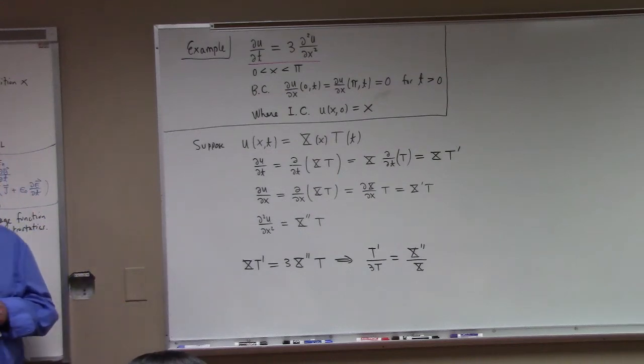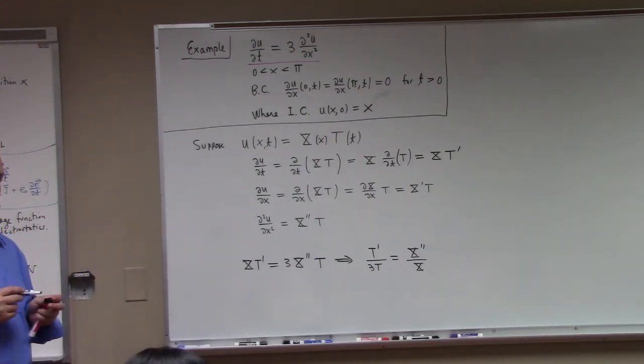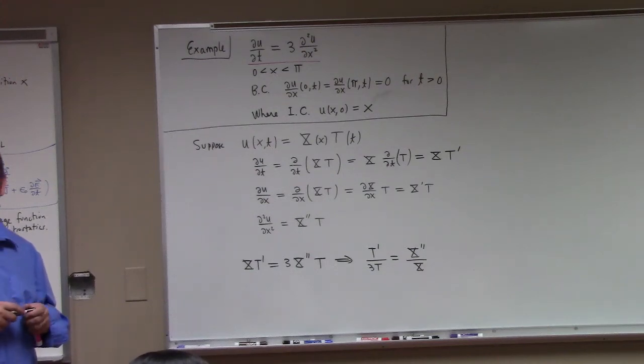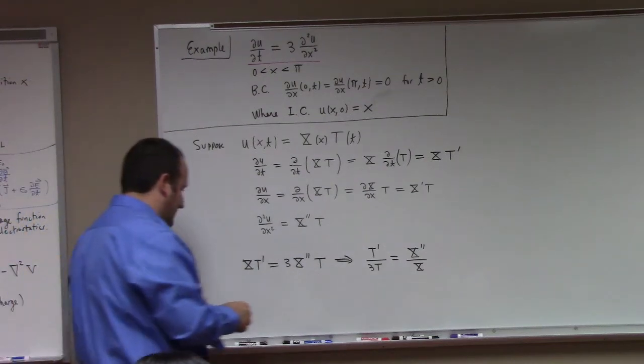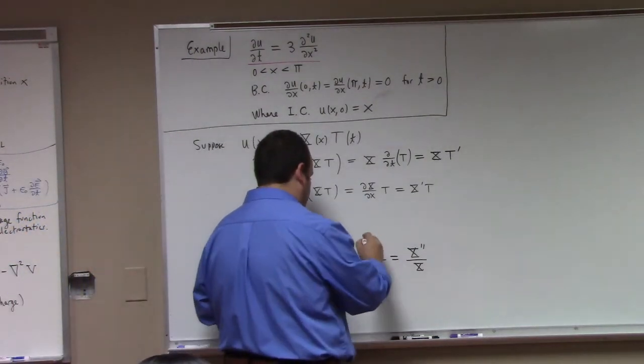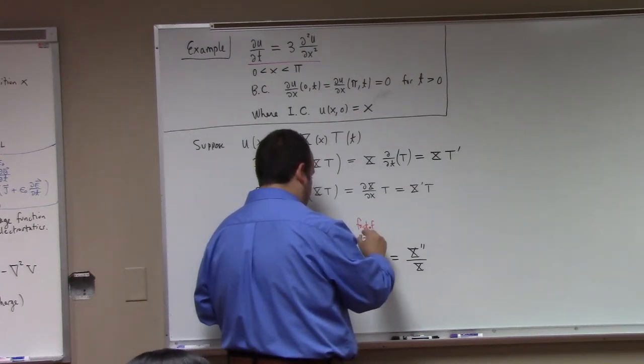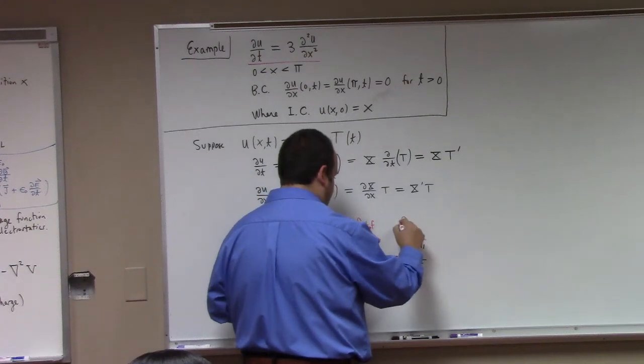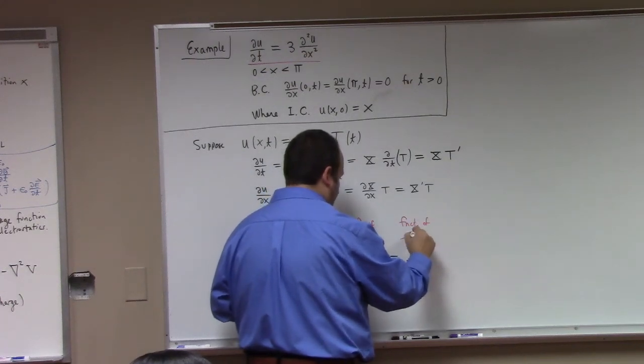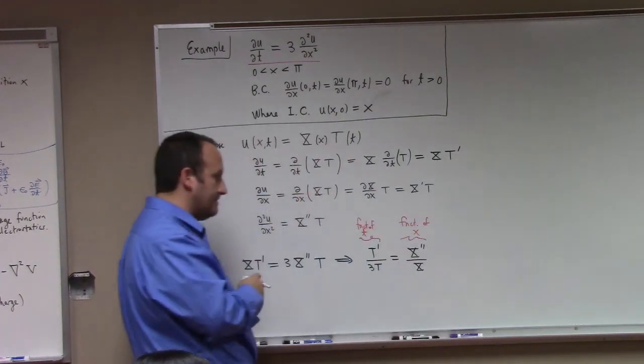I'll put the 3 with the t because it makes my life easier. Any questions? So look at what we're looking at here. We've got, on the left-hand side, a function of t. Over here, we're looking at a function of x, right?